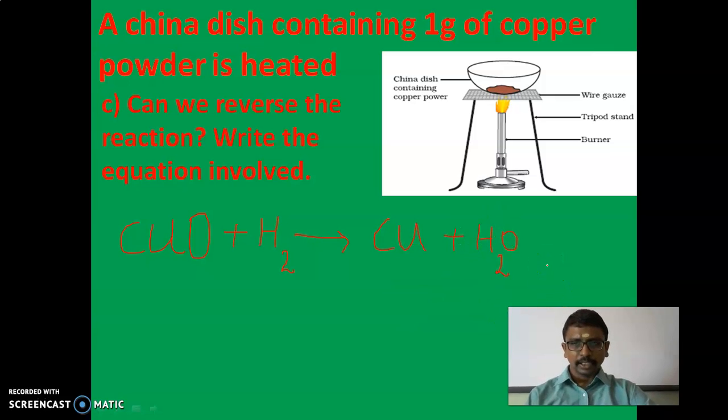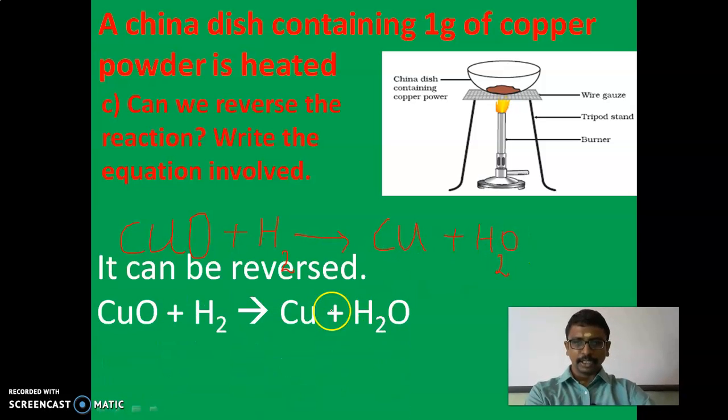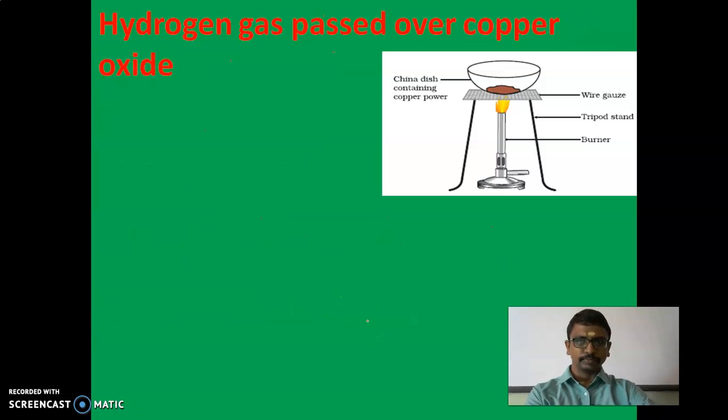So this is the reverse reaction of the copper decomposition. So when hydrogen gas is treated with copper oxide, it will form copper plus water molecule. So this is the equation. It can be reversed. The equation is CuO plus H2 gives Cu plus H2O.